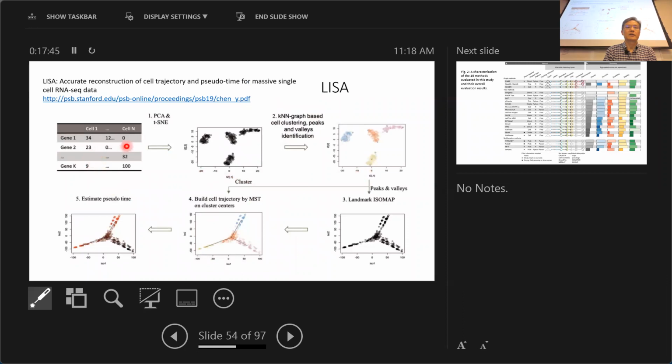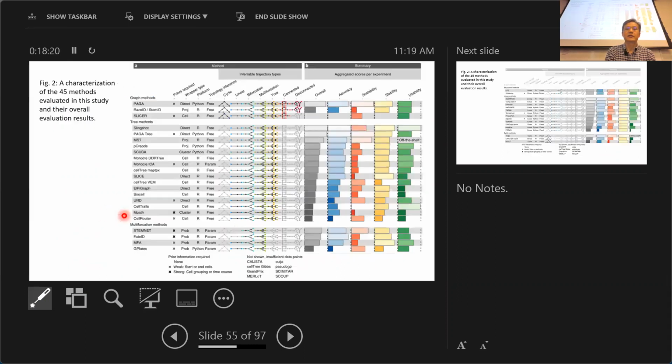Lisa is another one created by one of my friends, and they never released the source code, but the principle is like this. They use this landmark Isomap. We will discuss Isomap in the next lecture about manifold analysis. But anyway, all kinds of data point manipulation techniques. And then you construct a minimal spanning tree on the clusters and estimate the pseudotime.